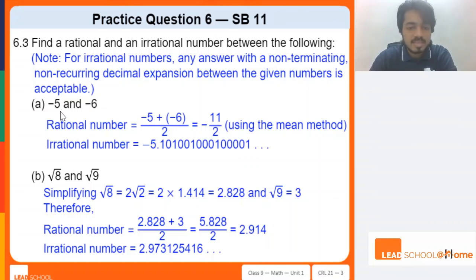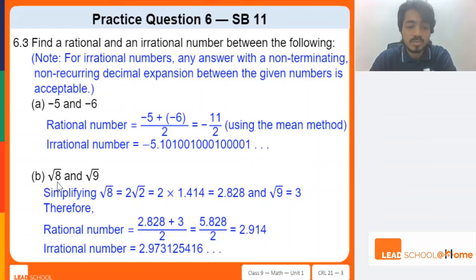The first part is -5 and -6. We will find the rational number by using the average or mean method. (-5 plus -6)/2 is equal to -11/2. So this is a rational number between the given two rational numbers. And as we discussed, an irrational number can be any such number which is non-terminating and non-recurring. One example is -5.1010010001 and so on. This is one example. There can be other answers as well, but it should be between -5 and -6.